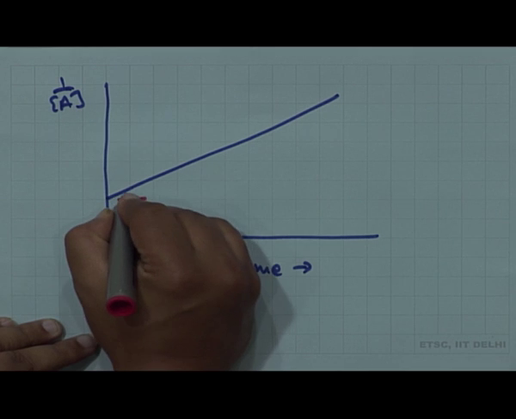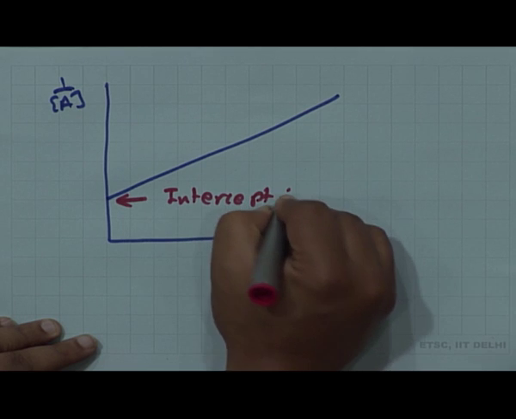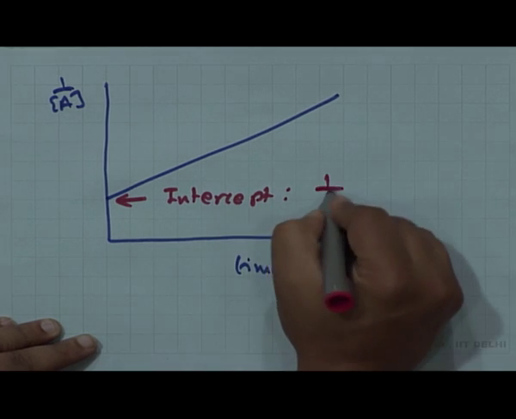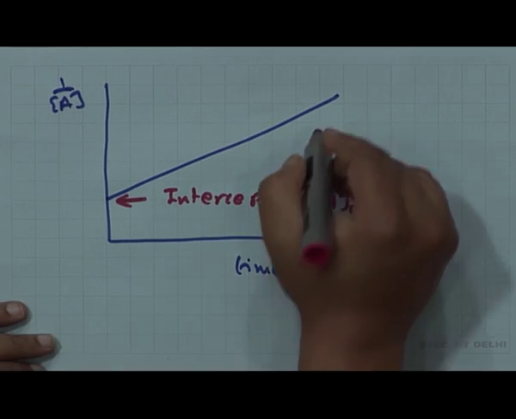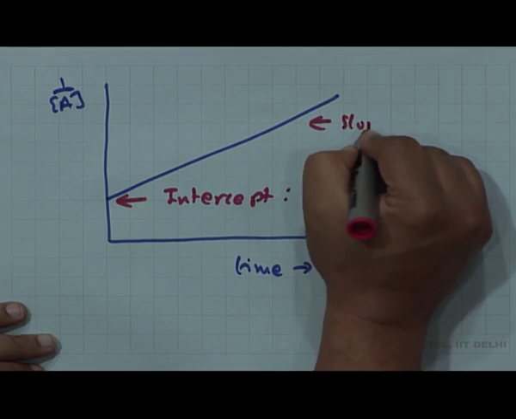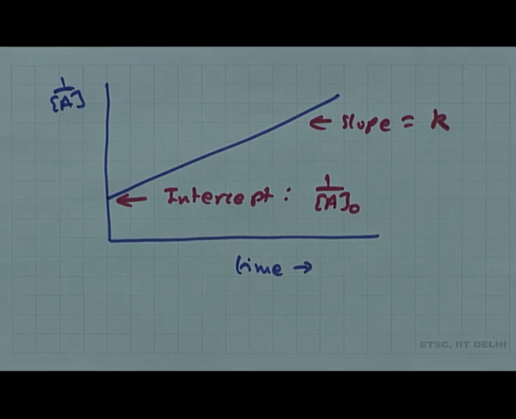And this intercept is what? It is 1 by A naught, and slope is equal to K, right. This is a positive slope, anyway you directly get K from here, okay.